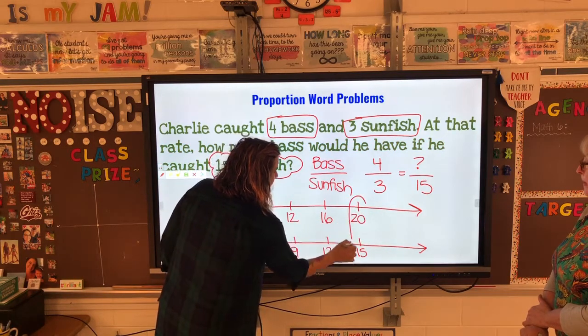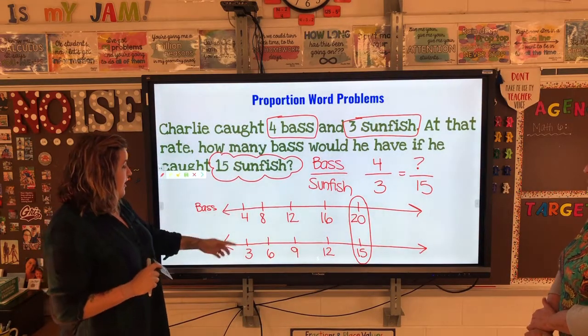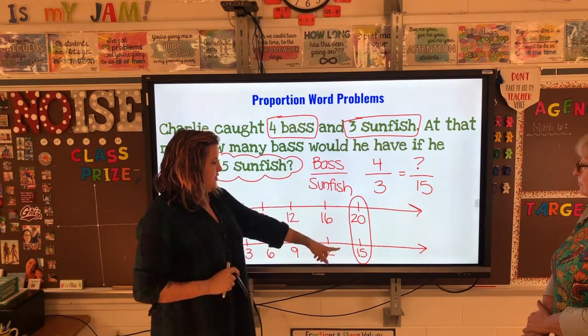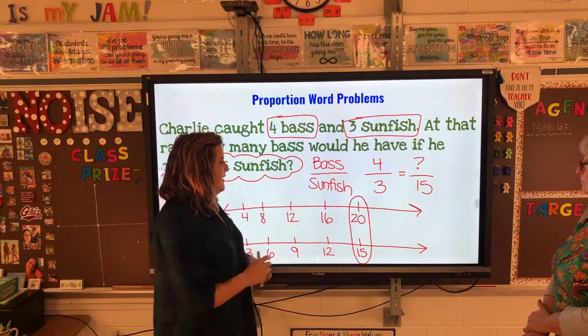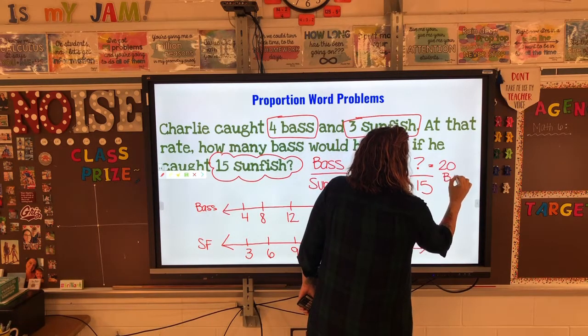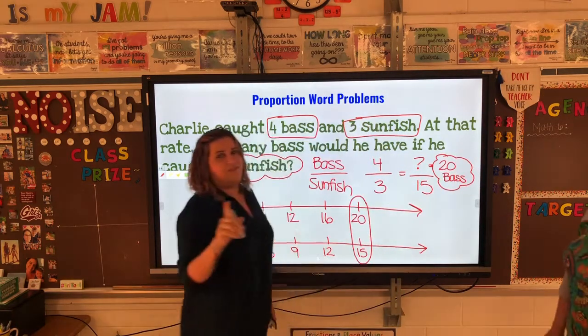And just right there, I have my equivalent ratio, right? All of these are equivalent going down the line, but this answers the question. If there's 15 sunfish, old Charlie catches 20 bass. Nice. And that is why I love that strategy.